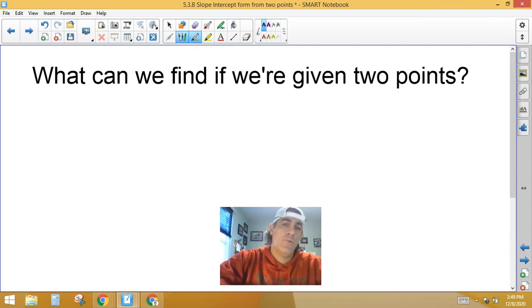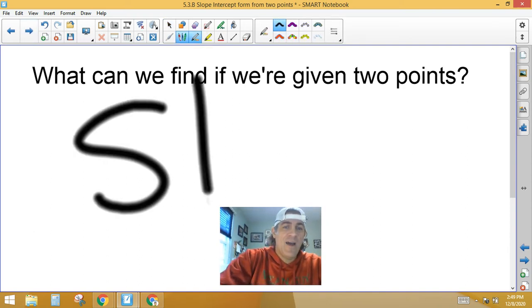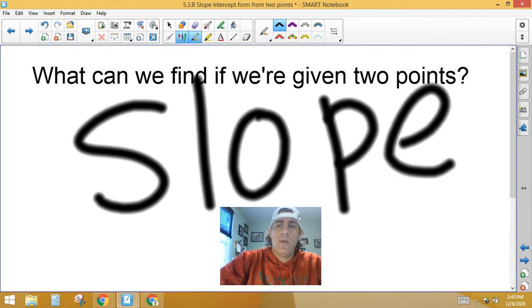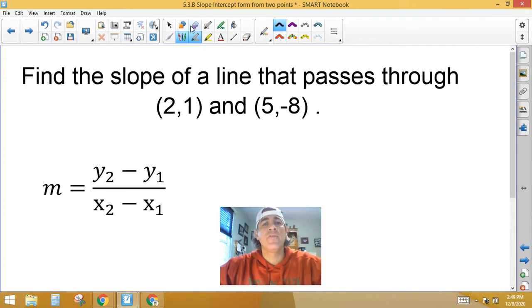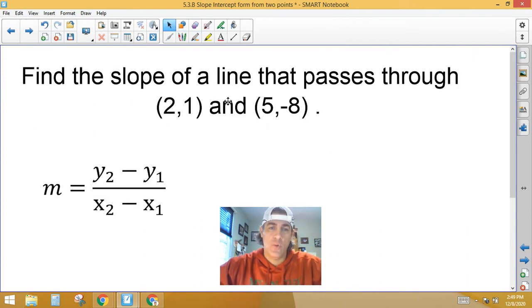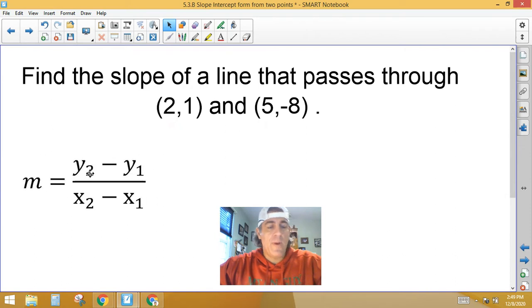That's right. Or wrong, depending on what you answered. We can find the slope. If we're given 2 points, you can find the slope. So let's start with that. Find the slope of the line that passes through the points 2, 1, and 5, negative 8. Here's the slope formula as a reminder: y2 minus y1 over x2 minus x1.